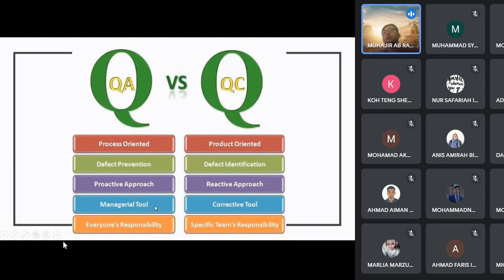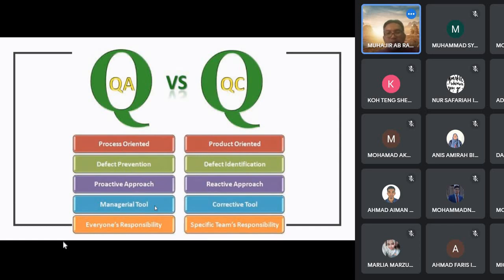In terms of quality assurance, top management is very important to develop this procedure so that quality assurance can be implemented in the organization. Another point: quality assurance is everyone's responsibility. For quality control, maybe just the inspector only, the QC staff only. But quality assurance makes sure that all the organization's staff have responsibility for good quality products.